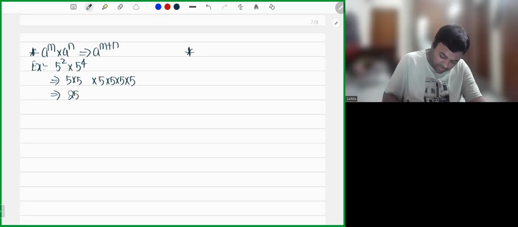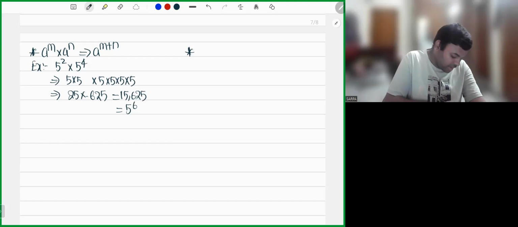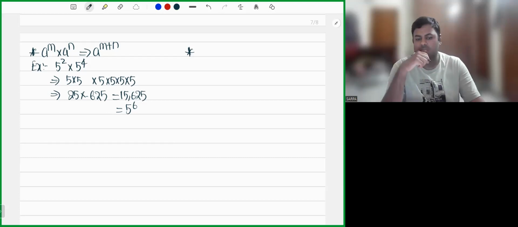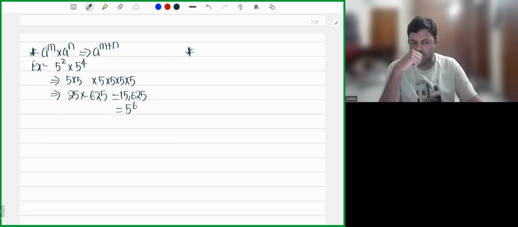So 25 into 625. What is 25 into 625? It is nothing but 15,625. 15,625 is exactly the same as 5 power 6. You can check in your calculator. 5 into 1, 1, 2, 3, 4, 5, 6. If you press the equal to symbol 6 times, you will get 5 power 6.